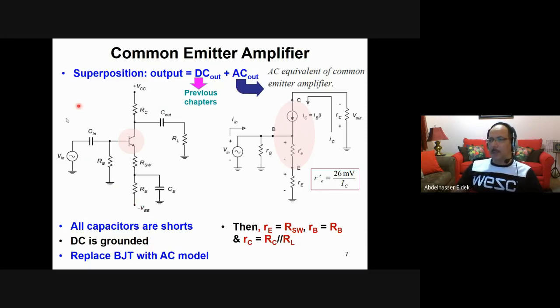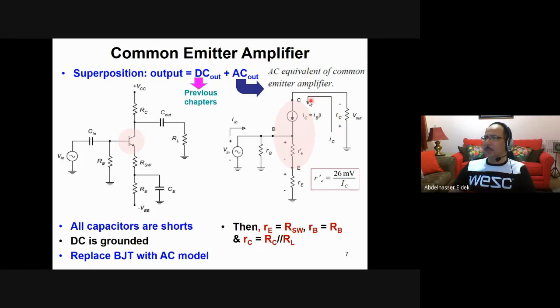So here, assume that you have this circuit, and you want to analyze it or calculate the gain, the input impedance, and the output impedance. These are the three main parameters for any amplifier, as I mentioned in chapter 6. Then in this case, you need to replace it by this model here. This is the AC model.